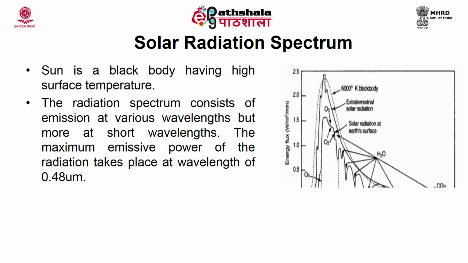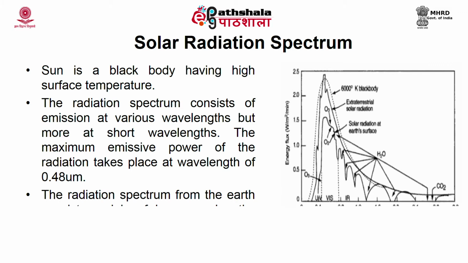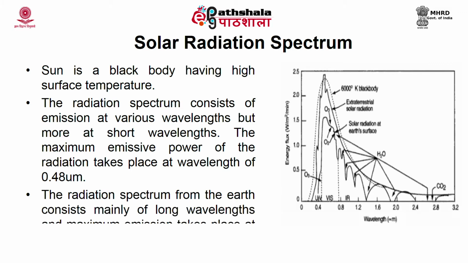If you compare this with the radiation emitted from the earth, we can see that the earth is also a black body emitter and it has a surface temperature of 288 Kelvin or 15 degrees Celsius. This radiation spectrum from the earth mainly consists of emission of the longer wavelength. So, the maximum emission takes place at a wavelength of around 10 micrometer. If you compare the radiation from the sun and the earth, the sun's radiation mainly consists of the shorter wavelength while the radiation from the earth is longer wavelength radiation.